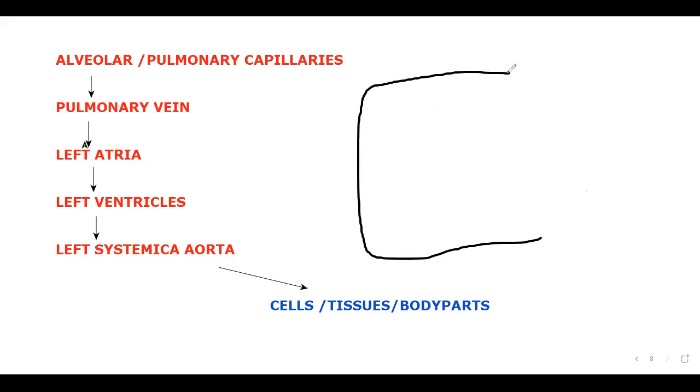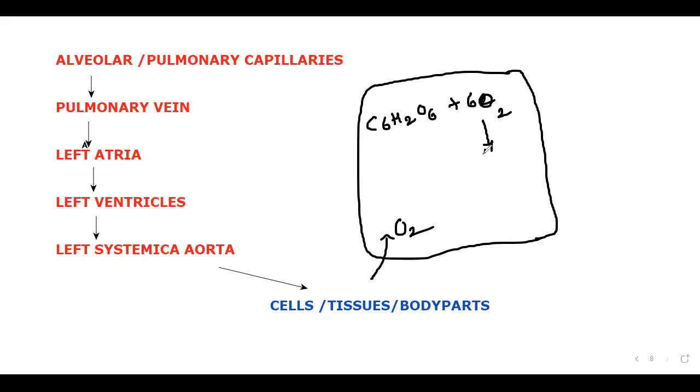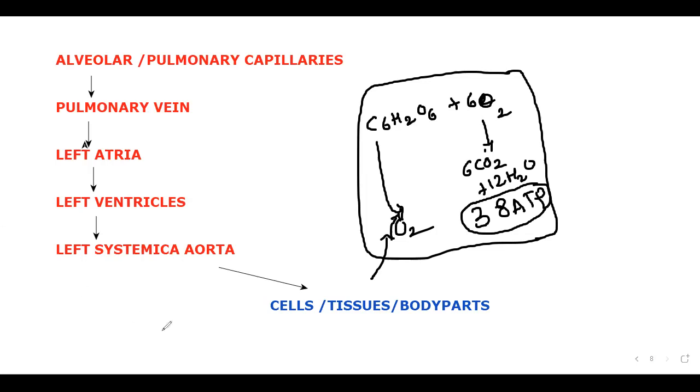What the cell is? Yeah, very good. So taking this oxygen which has reached the tissues, that is helpful for the breakdown of the glucose which is taken in the digestion. Then along with that 6 CO2, 12 water, then 38 ATP. Finally, oxygen along with the glucose is helpful for formation of energy. So this is about oxygen transport.